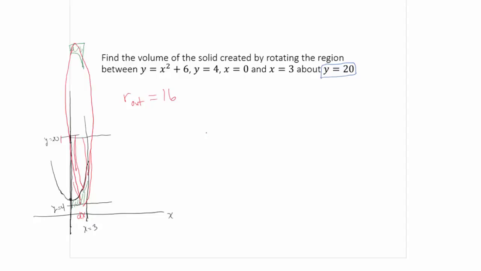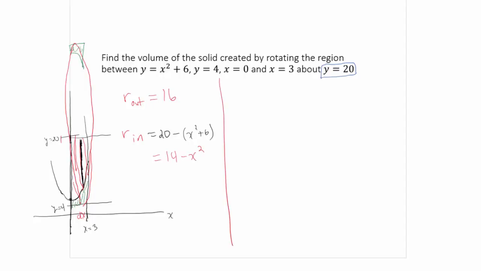The inner radius, though, the inner radius changes. The inner radius, right here, this distance right here, let me draw that and distinguish it. This distance right here would be 20 minus x squared plus 6. And so then that would be what? 14 minus x squared.